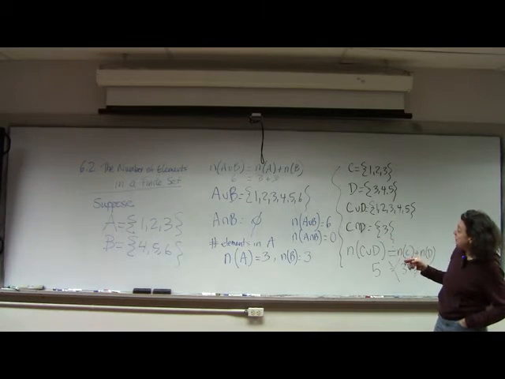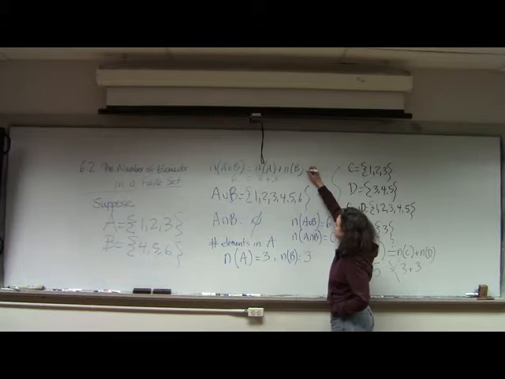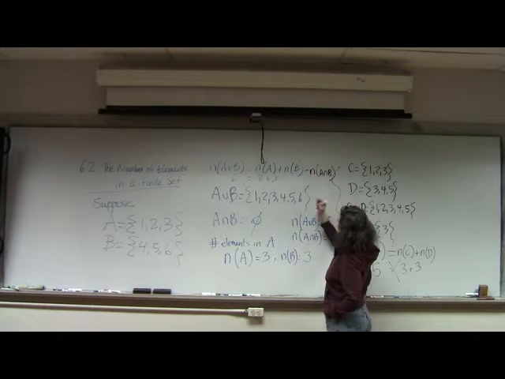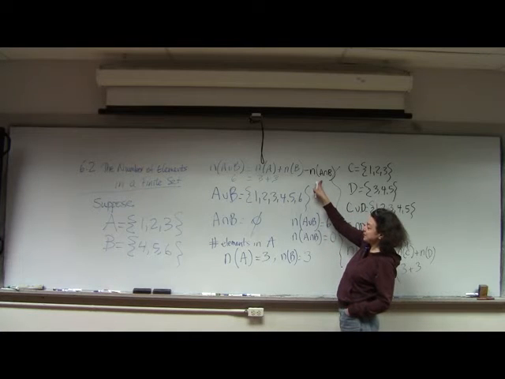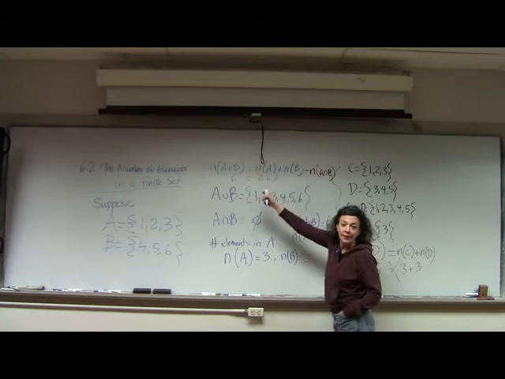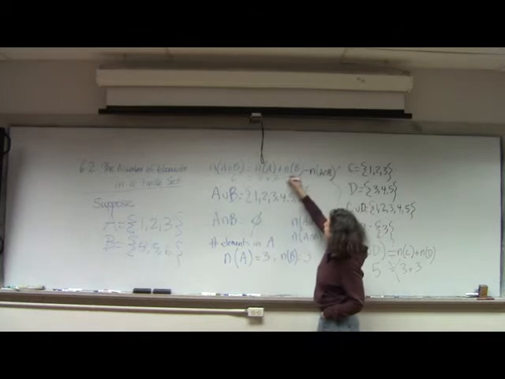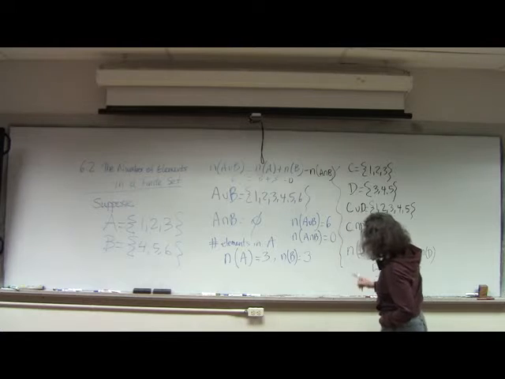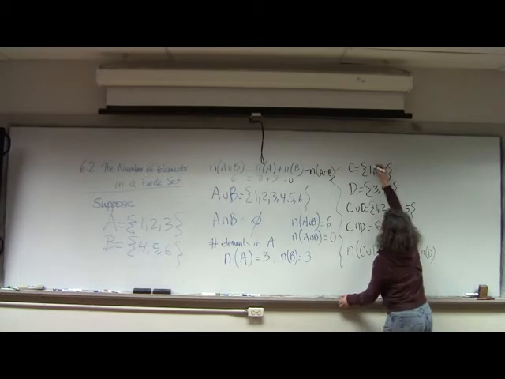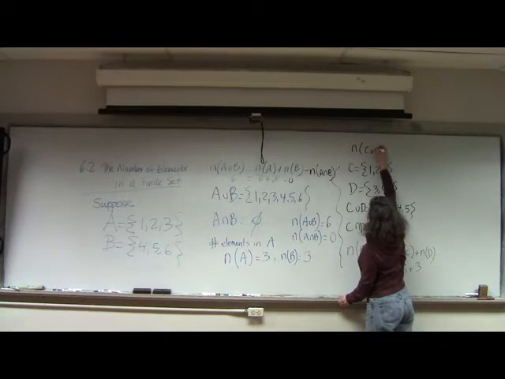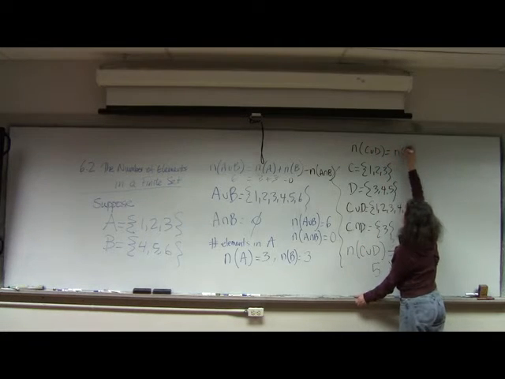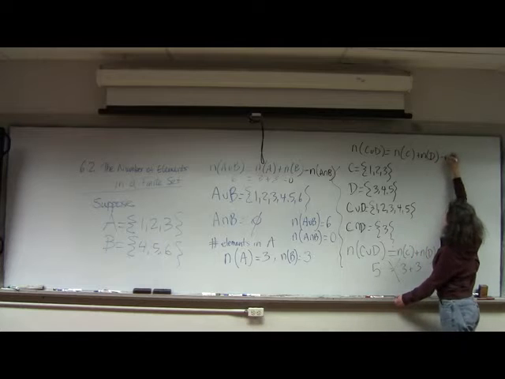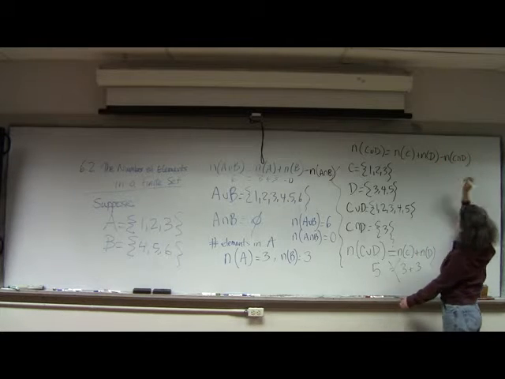What happened here is that these guys overlapped. So I'm going to tweak this formula ever so slightly and say, okay, let's then subtract the number of elements in A intersect B. I think you'd agree that we still have equality because over here we're just subtracting 0. Let's see if that works over here. In other words, is the number of elements in C union D equal to the number in C plus the number in D minus the number in the intersection?